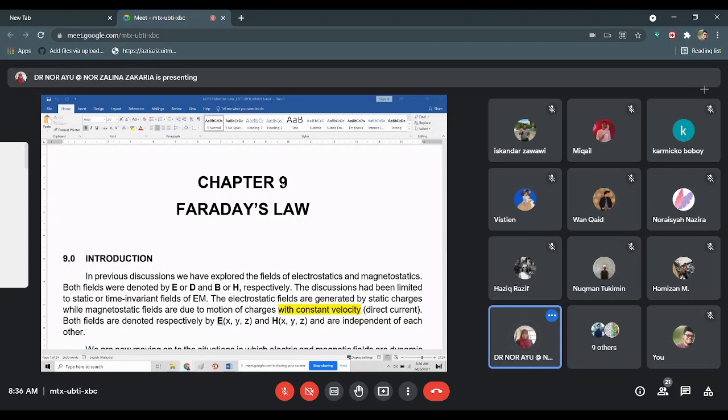Before this, in chapter 1, we concentrated on electrostatics. In electrostatics, we learn about static charge, and we have the electric field intensity E, and also the electric flux density D. Next we move on to what we call magnetostatics.